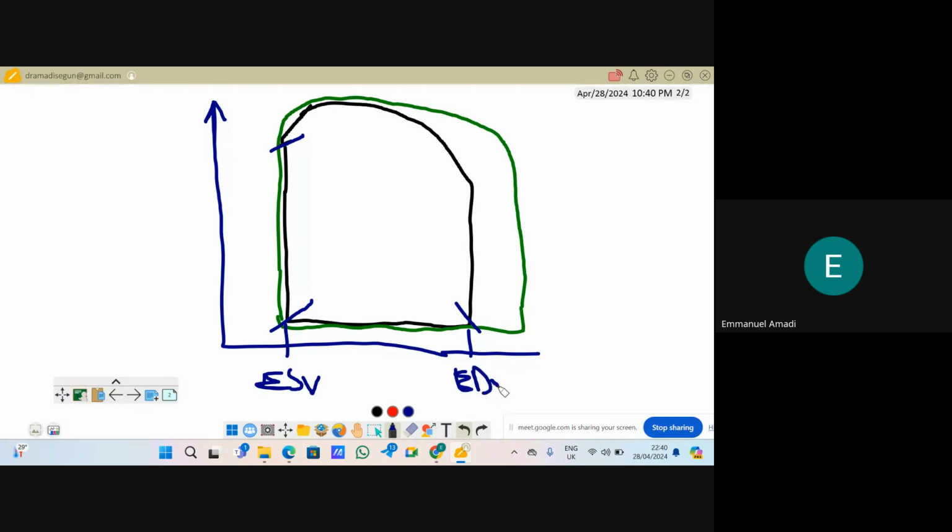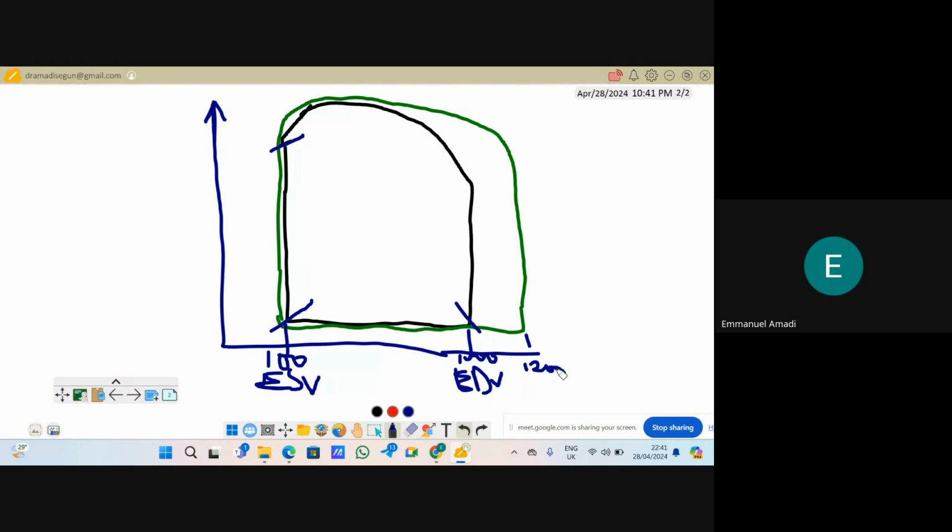Now, one of the things you can definitely pick at is this. Your green has a bigger end diastolic volume. Let's assume this end systolic volume is 100. Let's assume the end diastolic volume is 1000. Obviously, the end diastolic volume for this green would have gone to like 1200. So it simply means the end diastolic volume of the green curve is bigger than that of the normal curve.